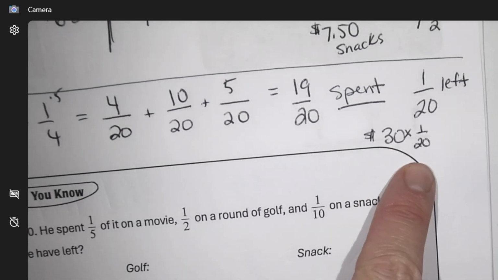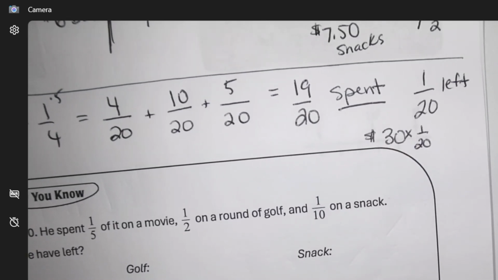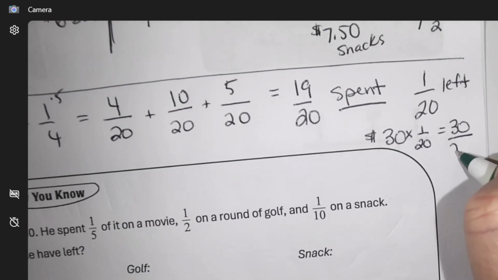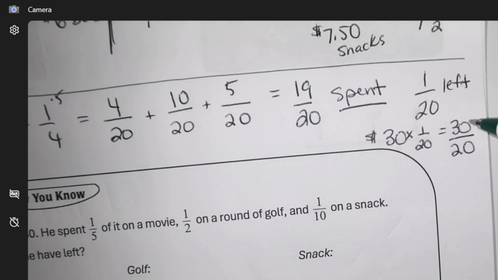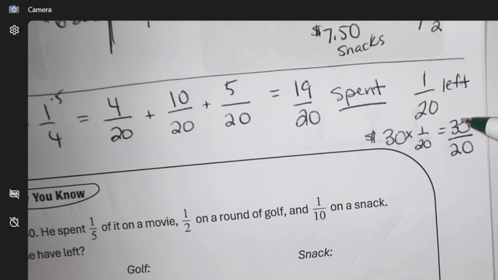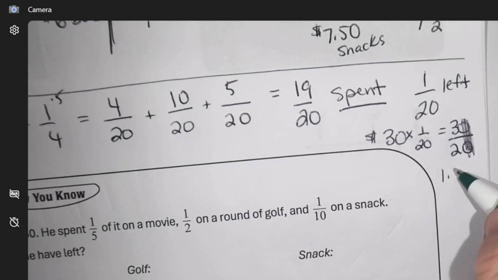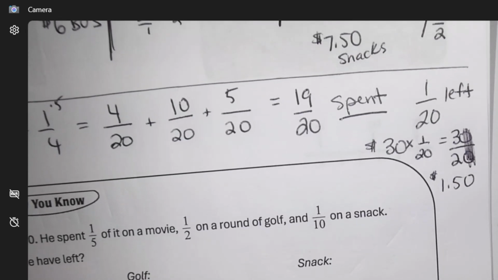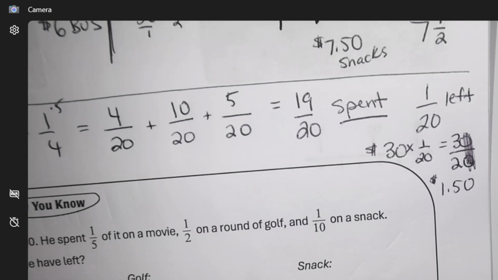So what's 1/20th of 30? So what's 30 over 20? Also known as, if I reduce by 10, what's 3 divided by 2? 1.5. Look at that. Okay, I don't know which way you liked. I would have said maybe the first way would be easier. The second way is a little more of the complex thinking.